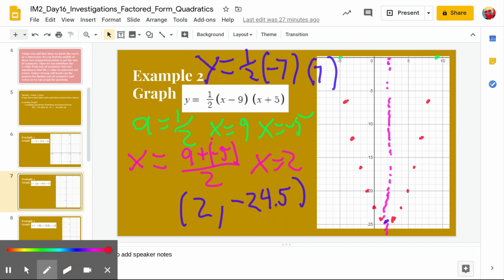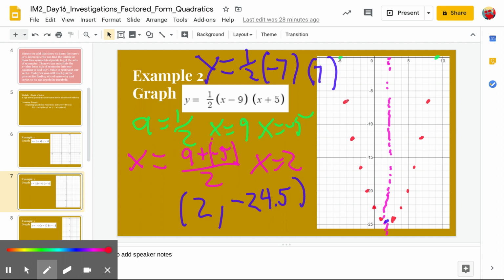All right, I plotted the points to save us some time, but let's talk about how I got these points. From the vertex, when I went over 1, either right or left, I went up 1/2 because 1 squared is 1, 1 times 1/2 is 1/2. When I went over 2, I went up 2 because 2 squared is 4, 4 times 1/2 is 2. When I went over 3 from the vertex, I went up 9 halves, which is 4.5. That's how I got up to the y value of -20.